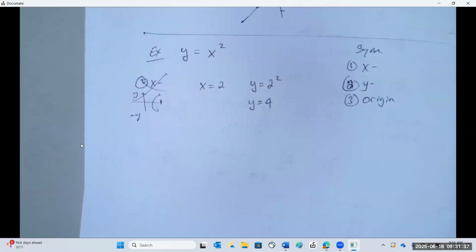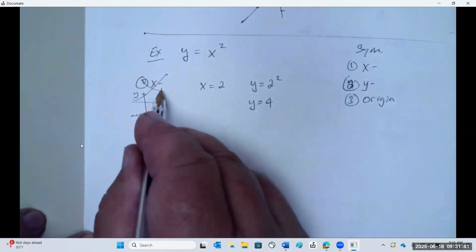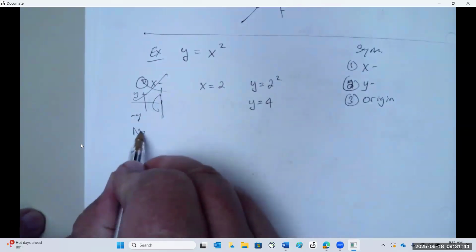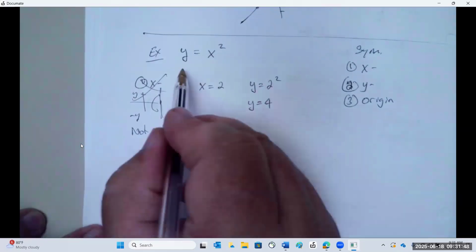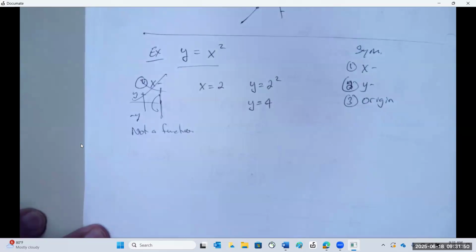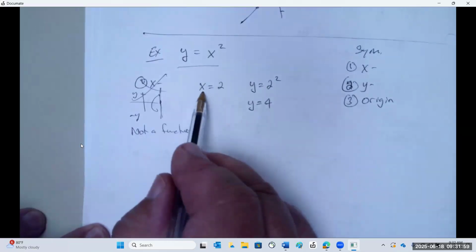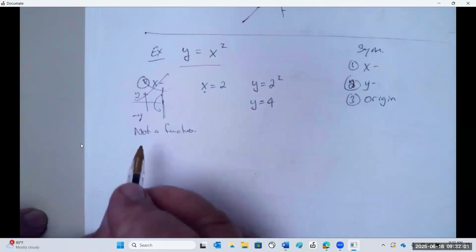Well, we knew that. We knew it's not symmetric about the x-axis because if it were symmetric about the x-axis, it would not be a function. Is this a function? Yes, it's in our library of functions. So we knew this one cannot be symmetric about the x-axis.